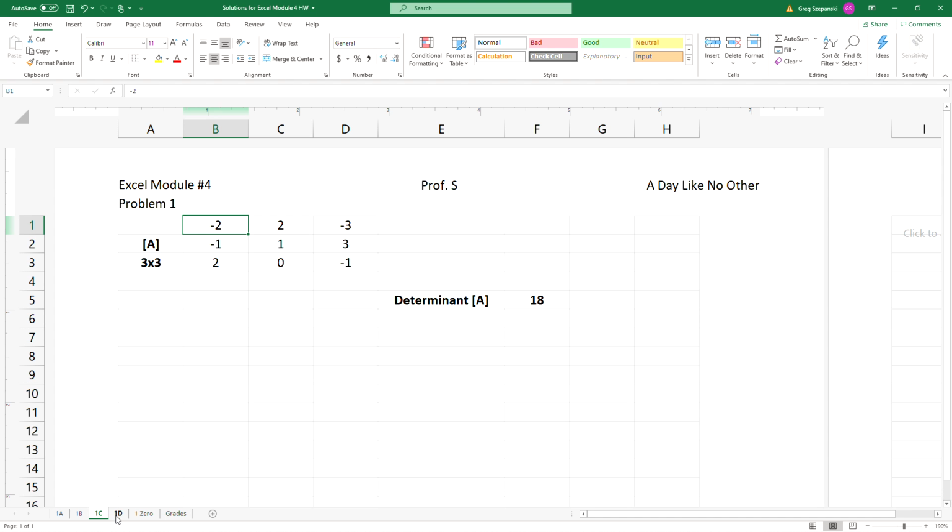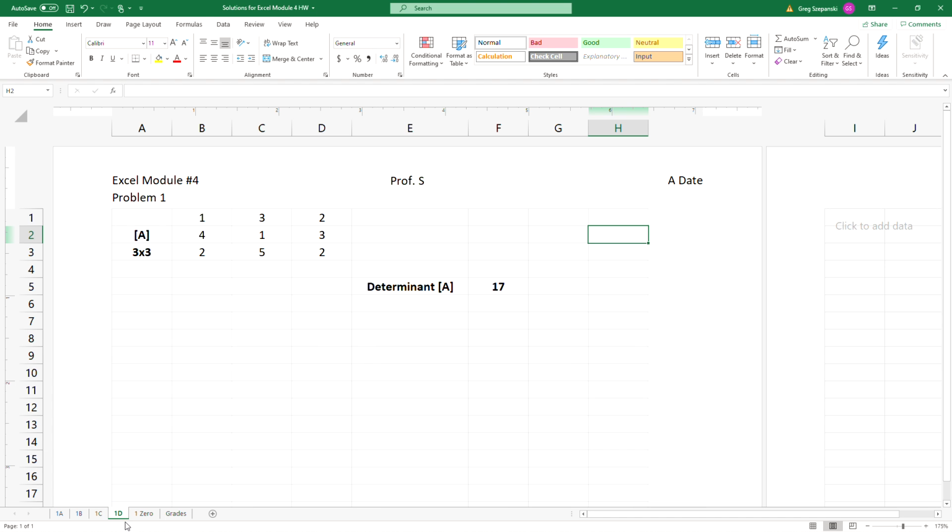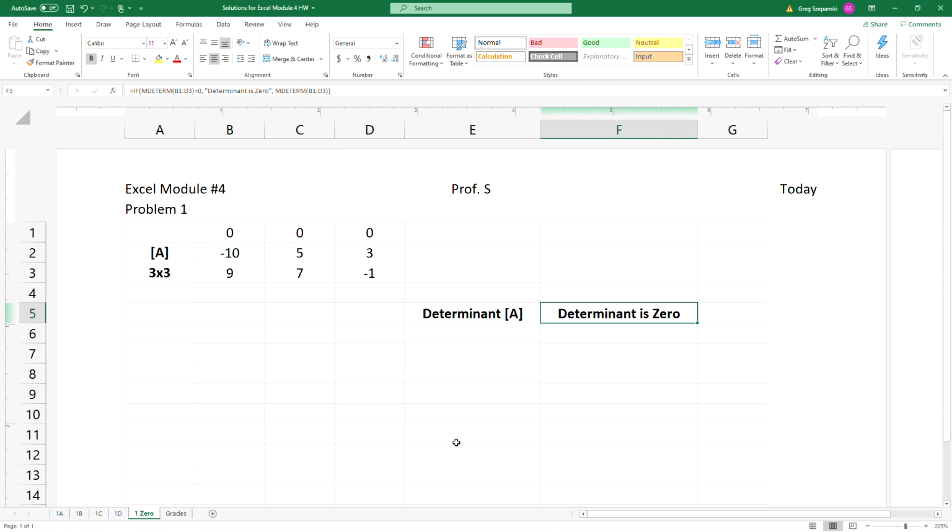The third one is 18. The fourth one is 17. The last one gives us a 0. You can see the same equation that I showed you on the first sheet that I blew up. In this particular case, the determinant comes out to 0, and it gives us the message, "determinant is 0."